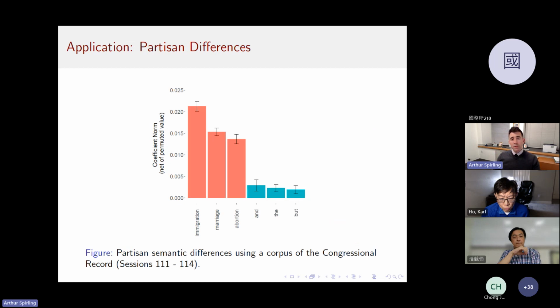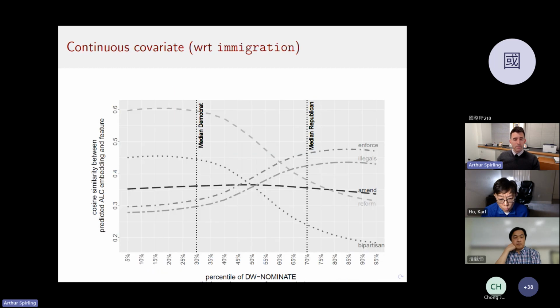Okay, just to give you some examples of what we do in the paper, we say, okay, well, there are these partisan differences in speech. So for example, things like immigration, marriage, and abortion are, I think, some of the most different terms in terms of how Democrats and Republicans speak.